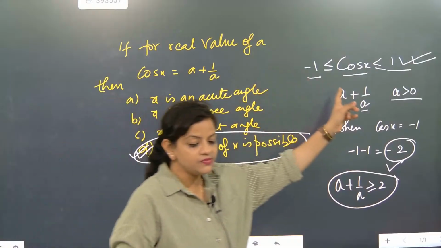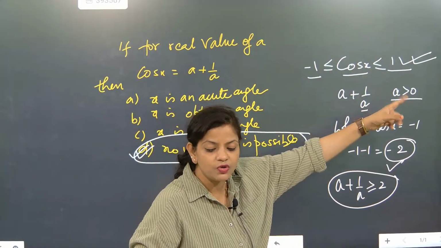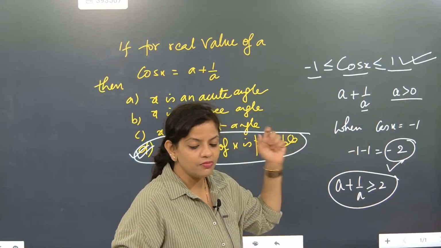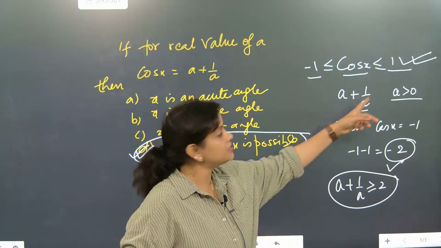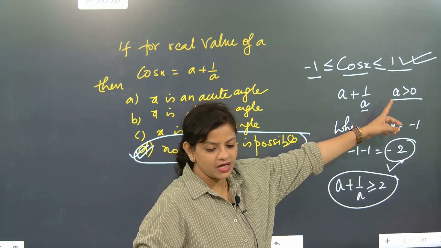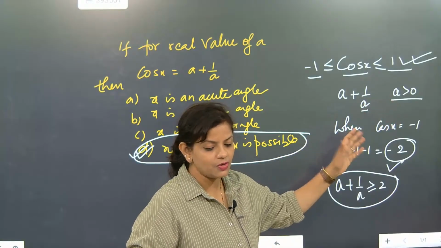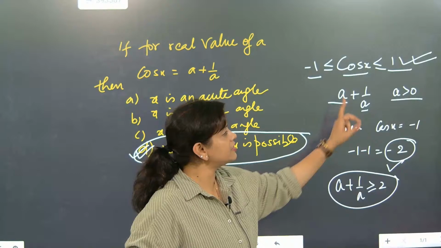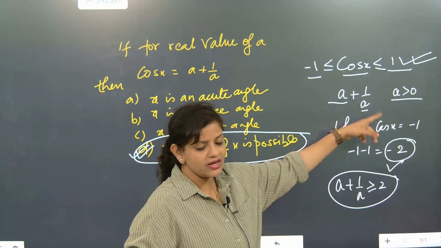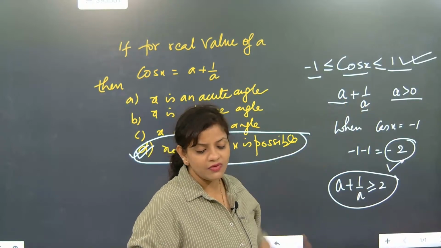Cos x, again I am saying, the value lies between -1 to +1, beta. So that means the minimum value is -1. So let's take a value as -1. It should be greater than 1, I am taking. Less than also I am taking means not possible. So if I am taking a greater than 0, it means 1. 1 plus 1 will become 2.